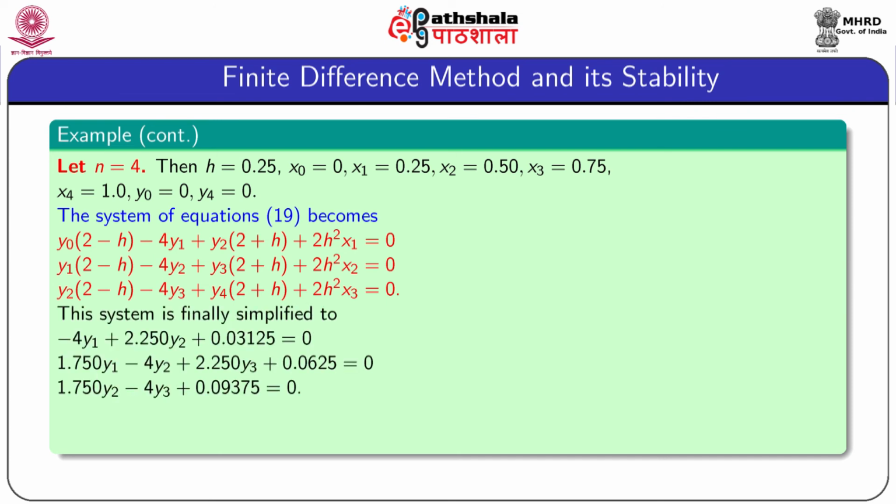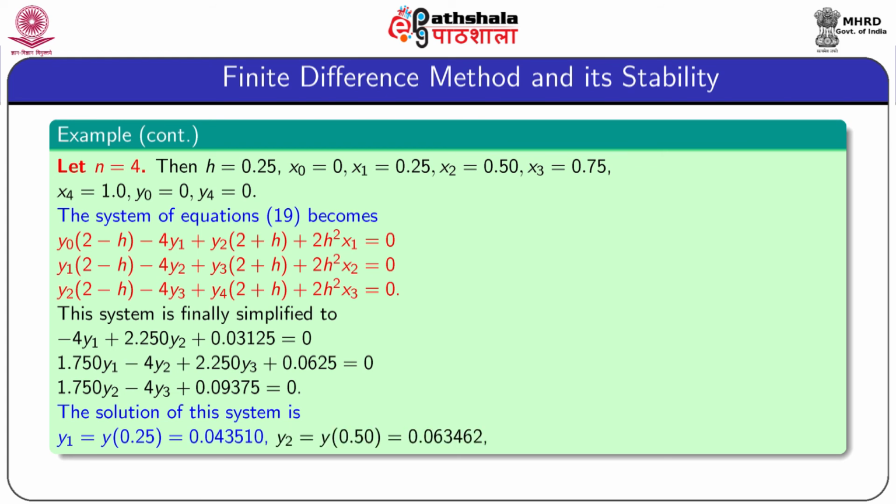After substituting the values of y0, y4, x1, x2 and x3, we get the simplified equations. This system contains 3 unknowns, y1, y2 and y3, and it has 3 equations. So, you can solve this system of equations by any method, and solving this we get y1, which is the value of y at 0.25, equal to 0.043510. The value of y2, meaning the value of y at x equal to 0.50, equal to 0.063462, y3 equal to 0.051205.